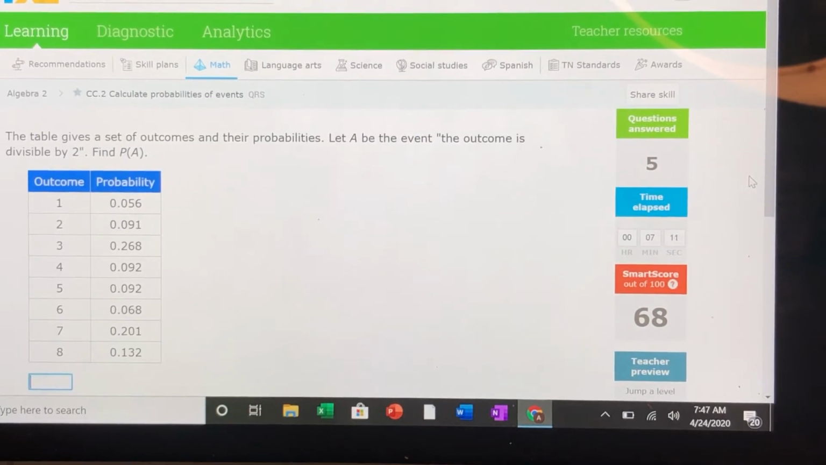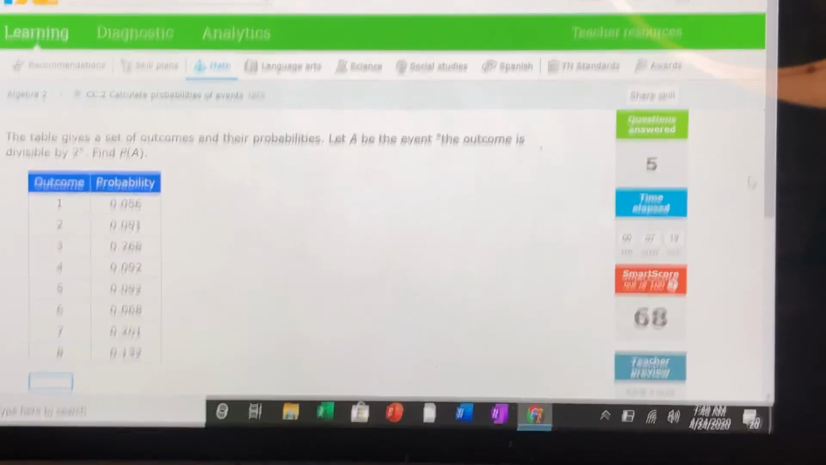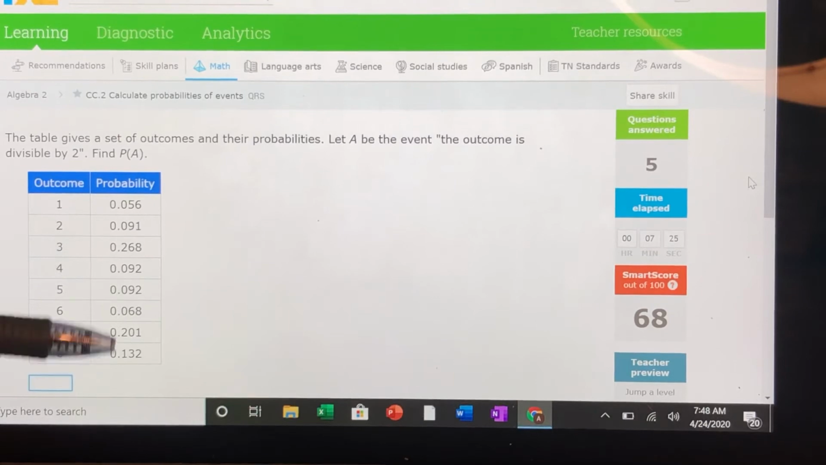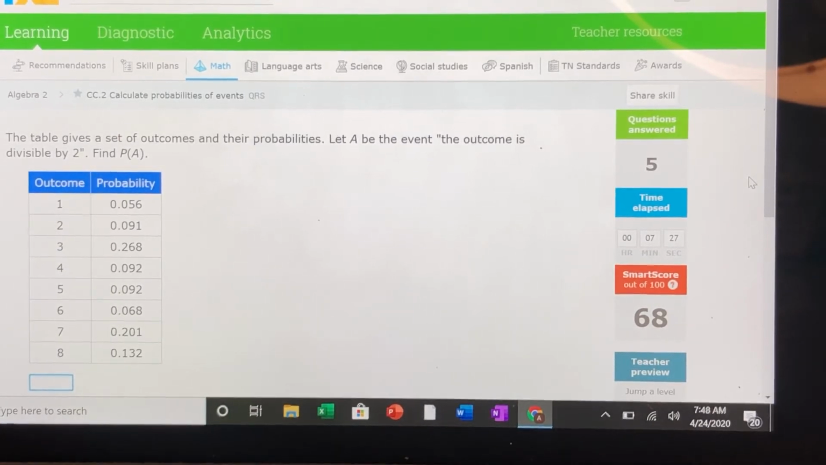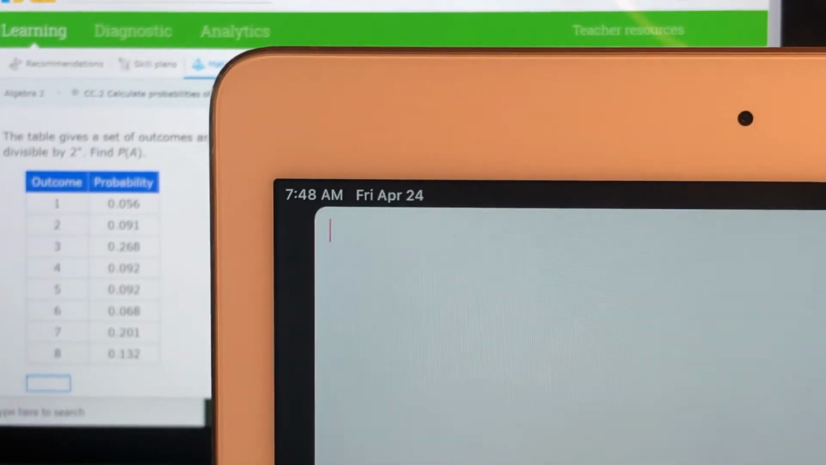All right, the only thing they can do here is try to make it harder for us to add these up. Let's see, the outcome is divisible by 2. Well, divisible by 2, that means it's an even number. So we have the 2, the 4, the 6, and the 8. But look at these probabilities. All they're doing now is saying, well, I'm going to force you to use a calculator. So let's grab a calculator and let's see what we got here.